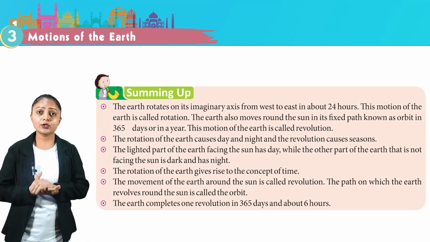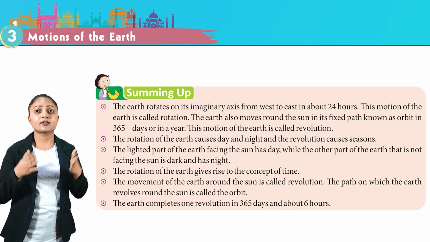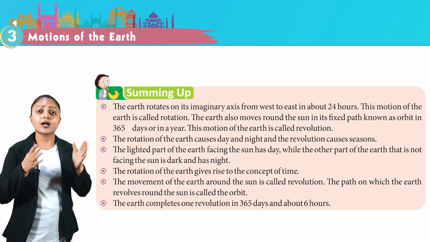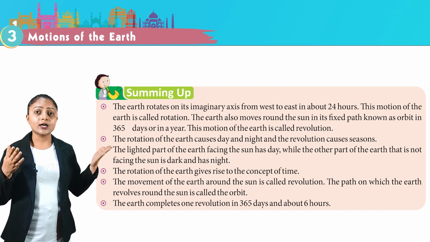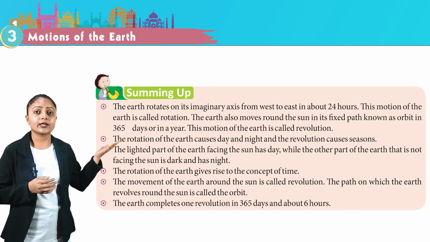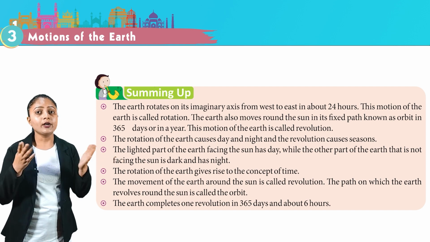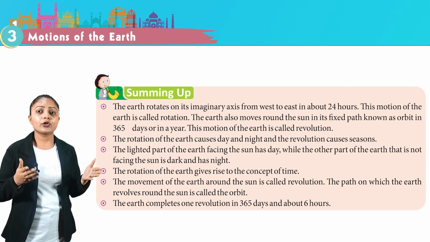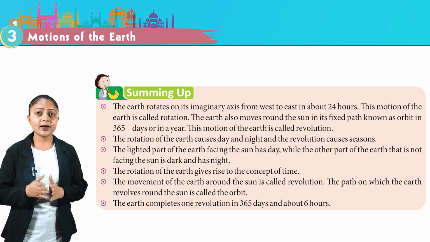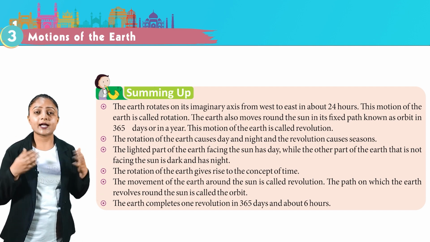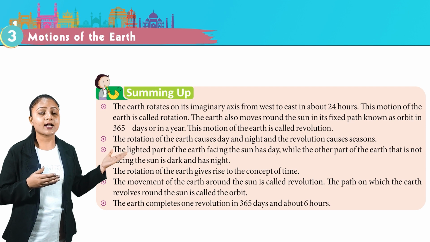Summing up, the Earth rotates on its imaginary axis from west to east in about 24 hours. This motion of the Earth is called rotation. The Earth also moves round the Sun in its fixed path known as orbit in 365 days or in a year. This motion of the Earth is called revolution. The rotation of the Earth causes day and night and the revolution causes seasons. The lighted part of the Earth facing the Sun has day, while the other part of the Earth that is not facing the Sun is dark and has night.